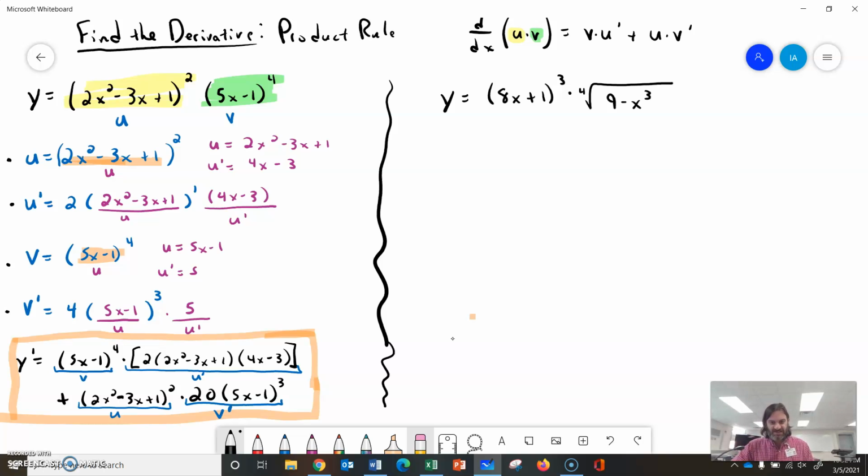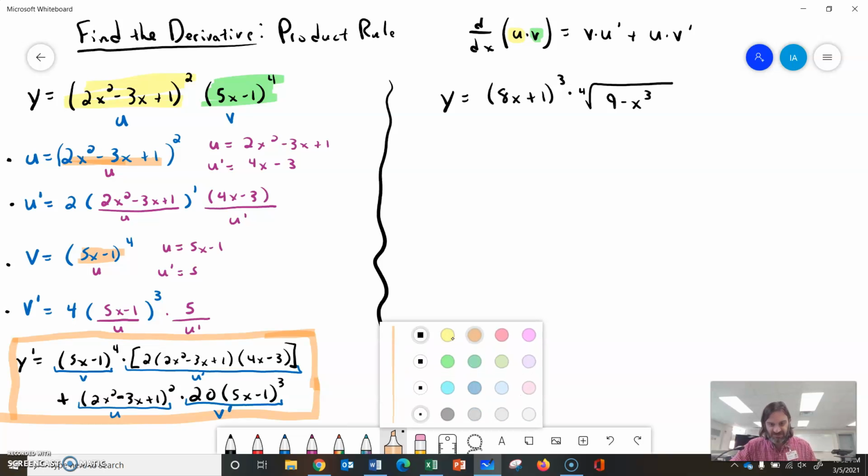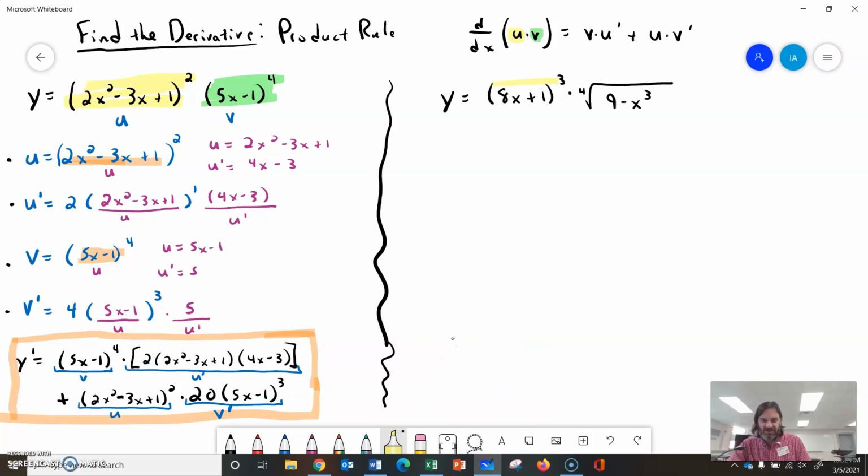All right, let's do this second example. So what do we got? We've got y equals the quantity of 8x plus 1 cubed, and then that's times the fourth root of 9 minus x cubed. So let's do the same thing. Let's discuss a u and a v. So the u can be the first one here, which is the cube part.